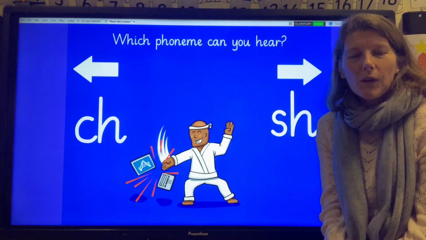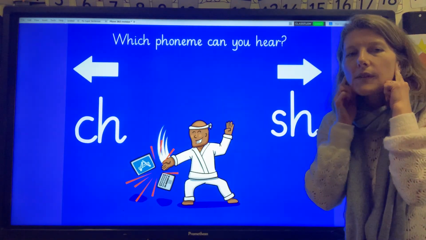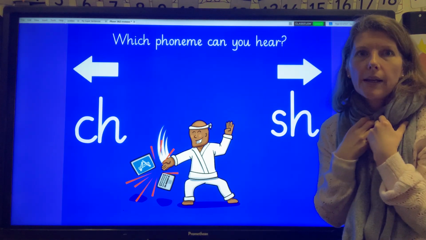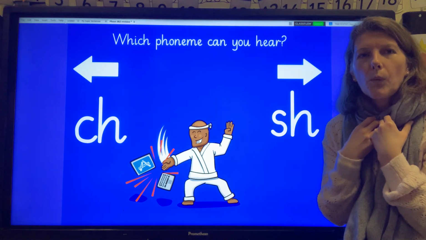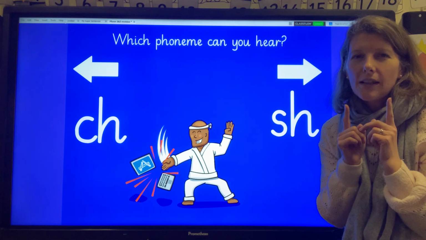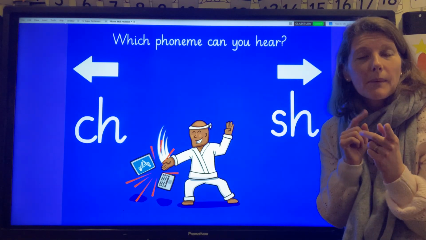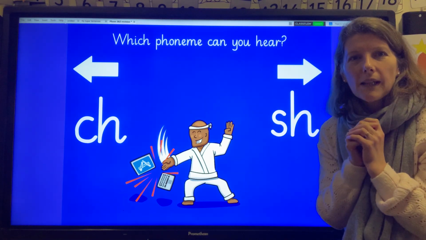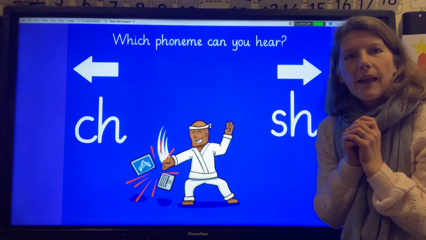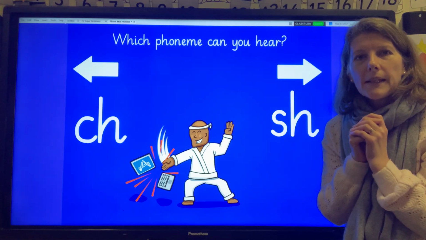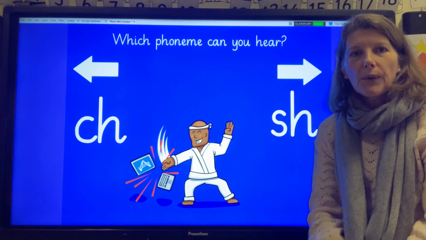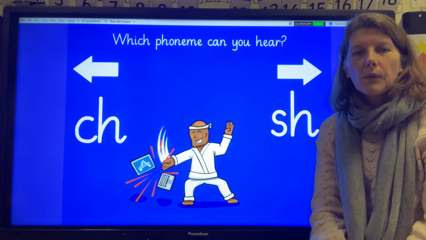Okay, now it's on to our listening game. I am going to say some words and you have to decide which sound you can hear. Some might be beginning sounds and some might be at the end, but I will tell you when you get to the word which one you are listening for. This one is at the beginning of the word and the word is chop, like karate chop. Hi-ya! Chop, chop. So which way will you go?